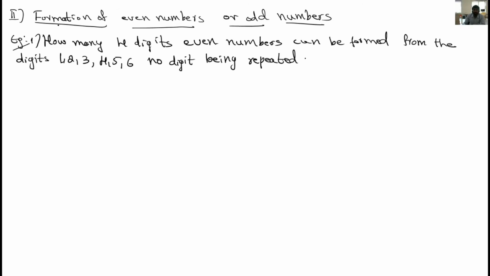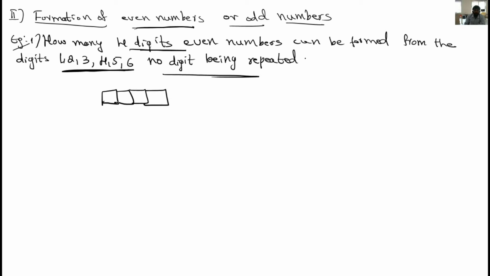See the second type, formation of even numbers and odd numbers. See the example: how many 4 digit even numbers can be formed from the digits 1 2 3 4 5 6, no digit being repeated? See, the question is formation of a 4 digit number. So here I will consider 4 vacant places, 1 2 3 4.